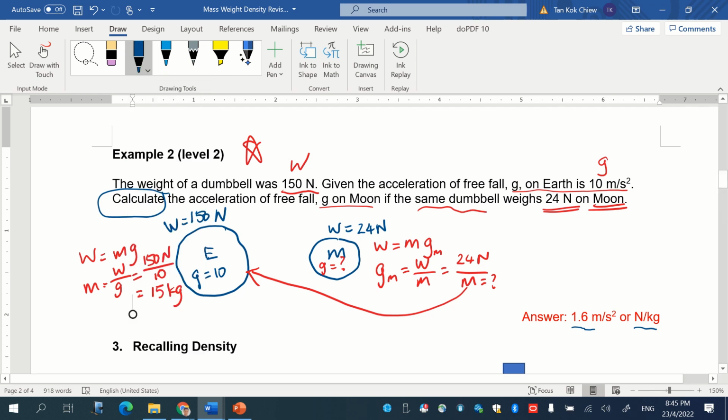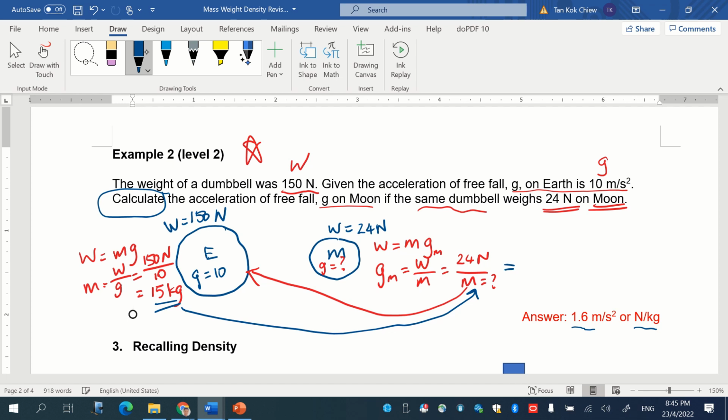Now this 15 kg can be brought back here to use. So it becomes 24 Newton over this 15 kg. And there you get your answer, 1.6 meter per second square. So this is one level higher.